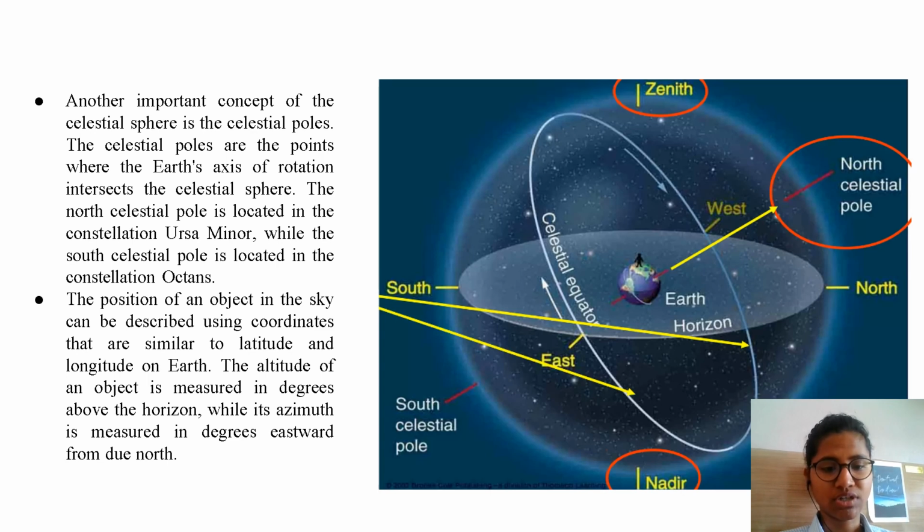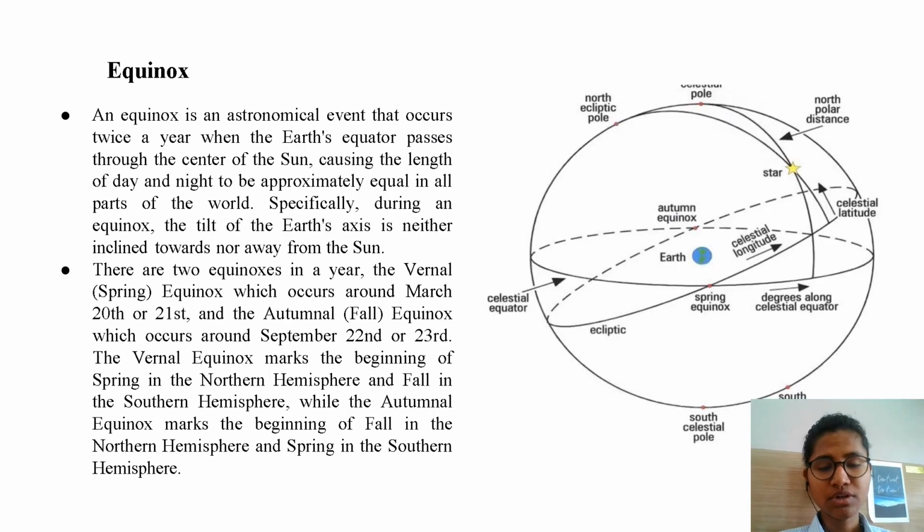The position of an object in the sky can be described using coordinates that are similar to latitude and longitude on Earth. The altitude of an object is measured in degrees above the horizon, while its azimuth is measured in degrees eastward from due north. So we can explain the next term.